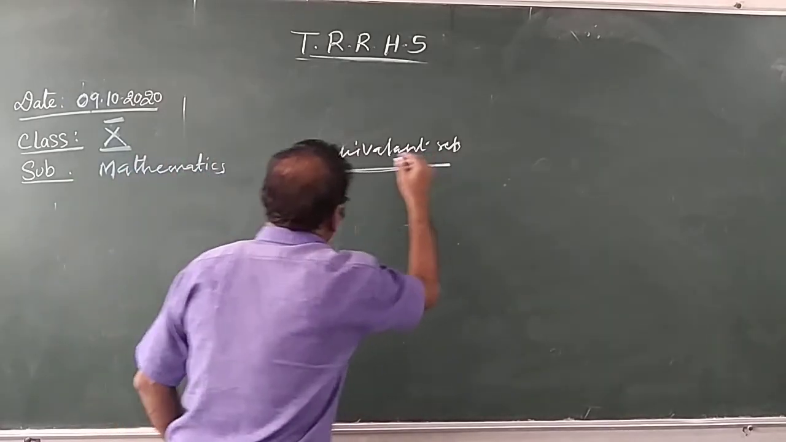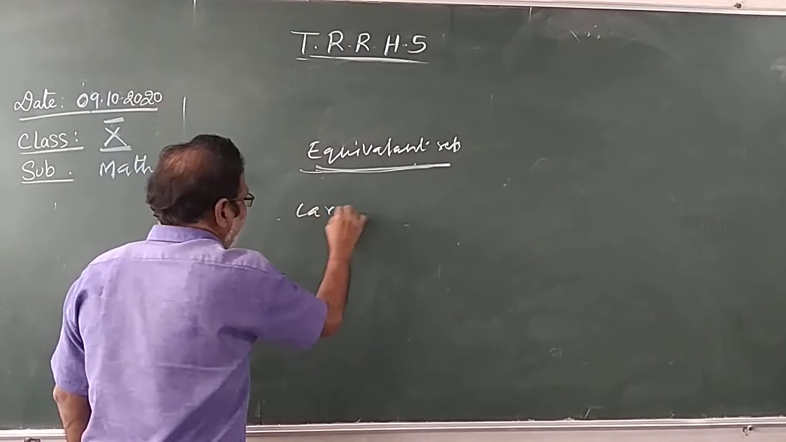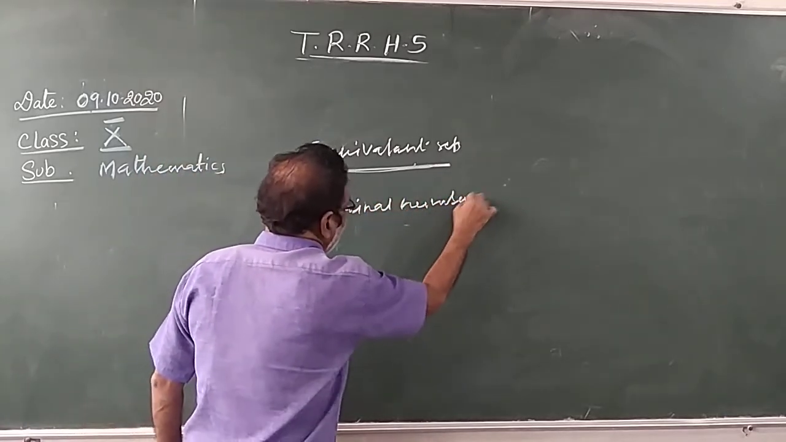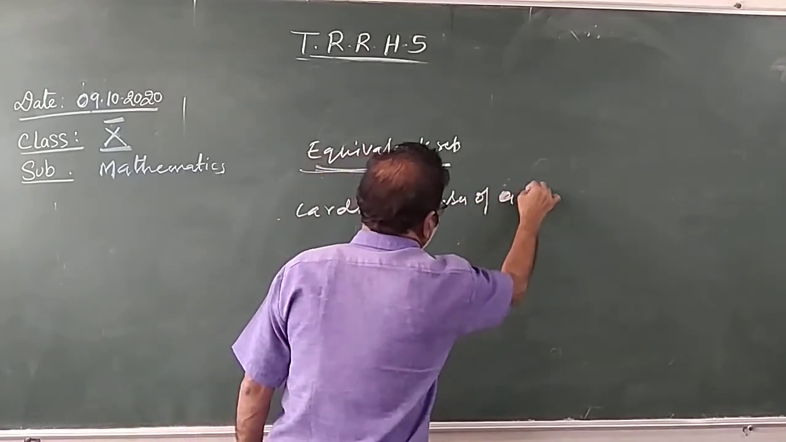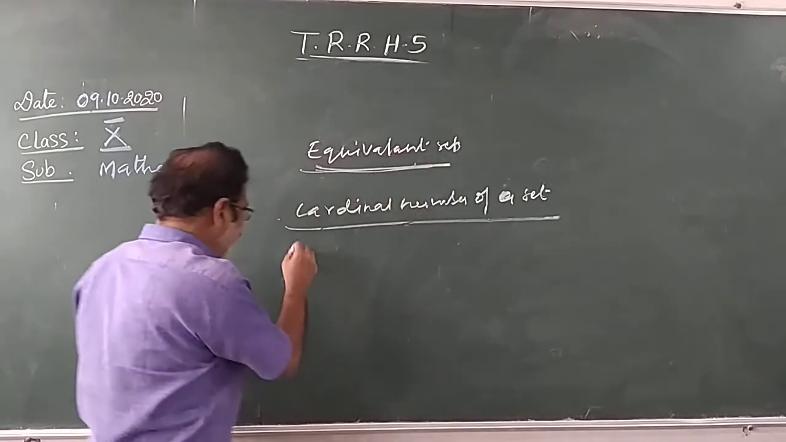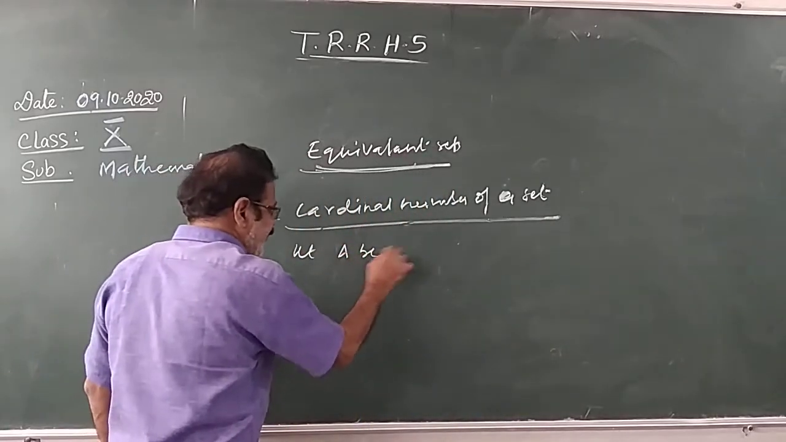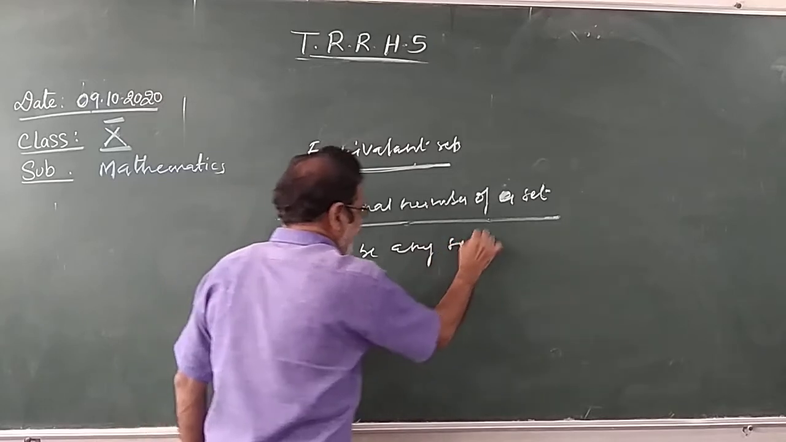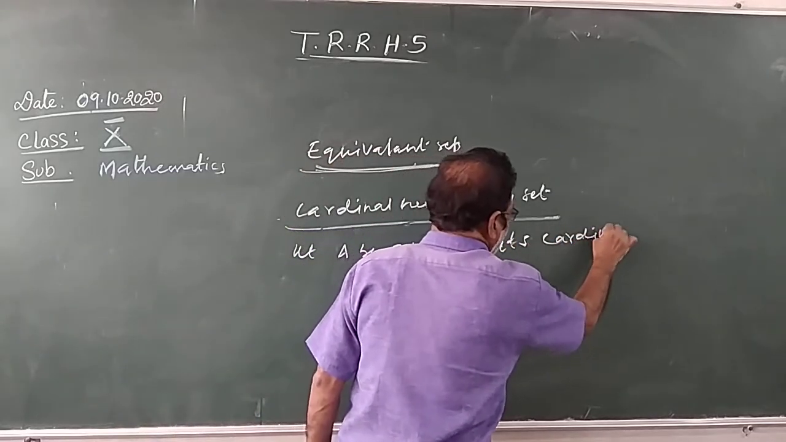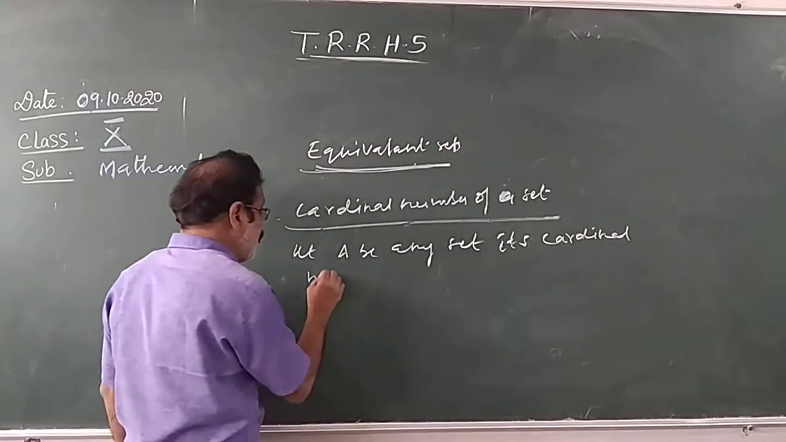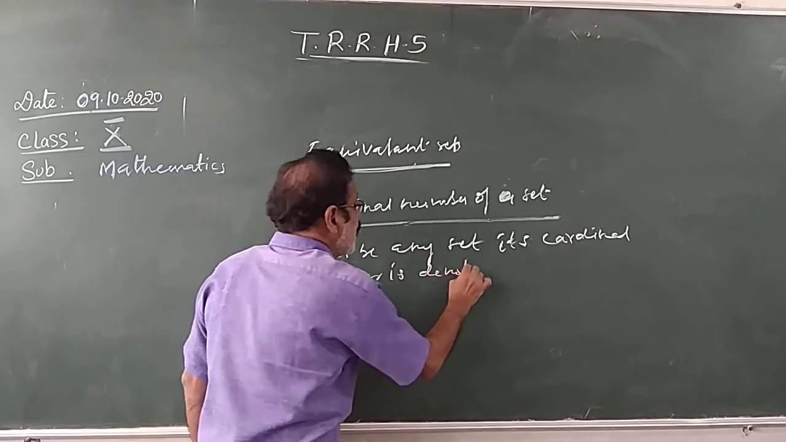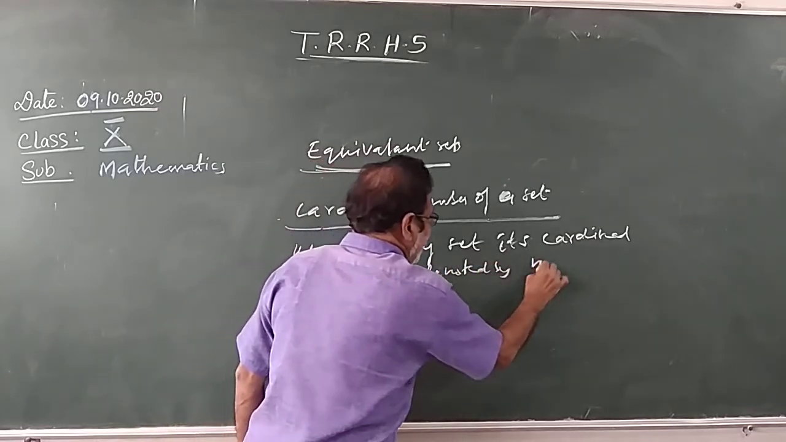Before the equivalent sets, let us discuss the cardinal number of a set. What is the cardinal number of a set? Let A be any set. Its cardinal number is denoted by n(A).